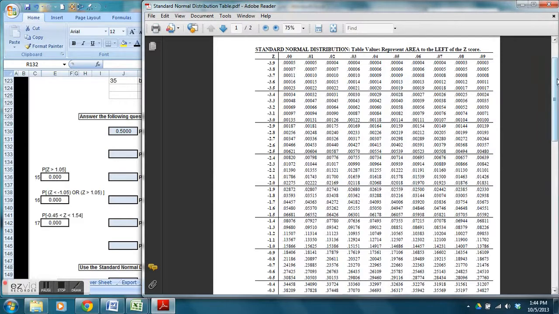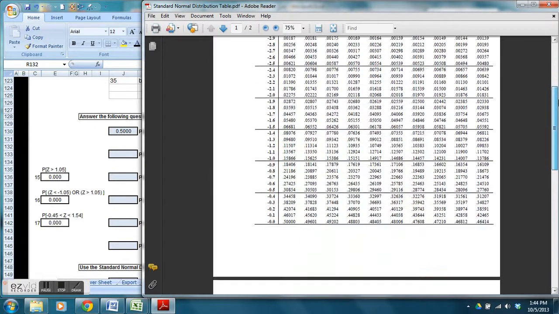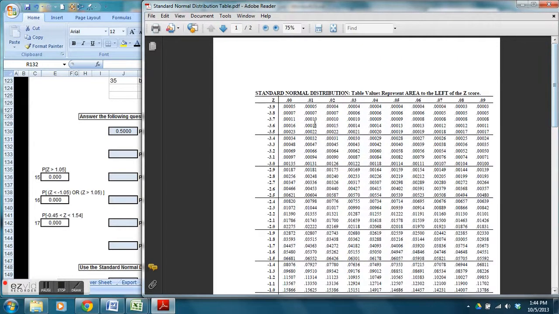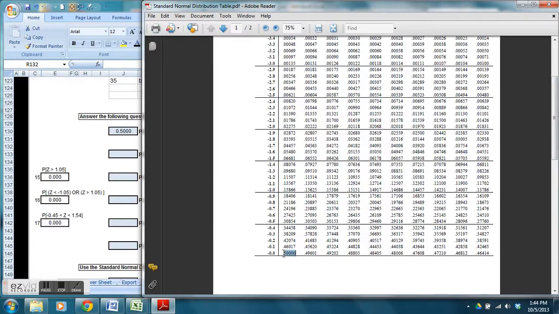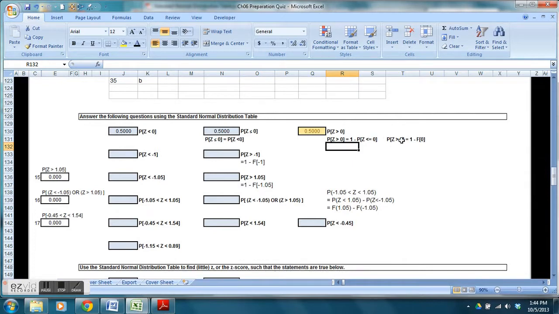So where is z 0 on this table? Here are our z's, and we're looking for z equal to 0.00. That's represented by this number right here. We know that the probability of z being less than 0.00 is 0.5. We looked that up in the table, and that's how we get the 0.5.